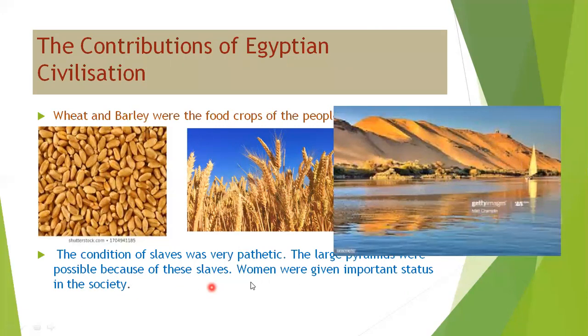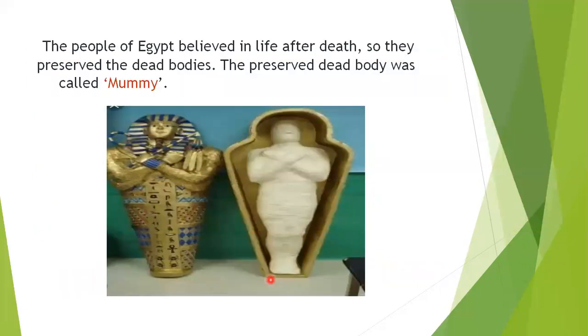The condition of the slaves was very pathetic, meaning very difficult. The large pyramids were possible because of the slaves only. In Egyptian civilization, you can see big pyramids. The slaves constructed those pyramids. And what was the major work for humans? They wanted to make the statues of the king or pharaohs. That's why the slaves were in a very pathetic condition in the Egyptian civilization.